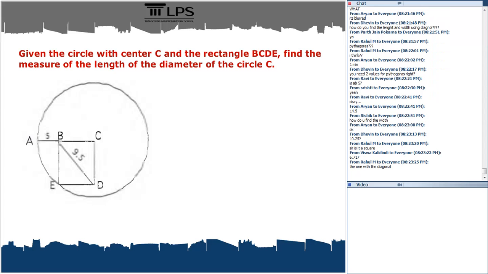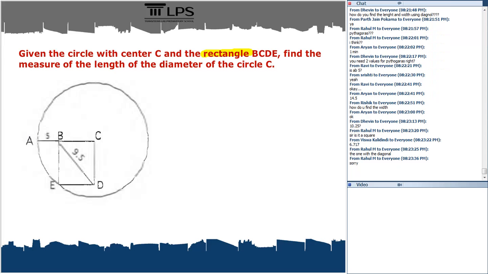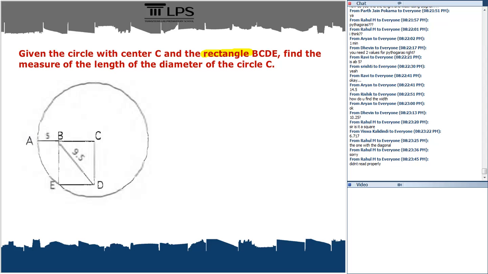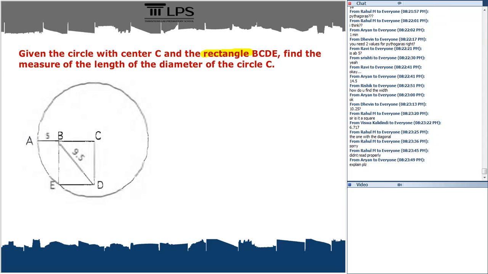Rahul, you shouldn't have asked me that question. It's very clearly given here, it's a rectangle. It is not a square, it's a rectangle. The information is in the question. Vishwa is also wrong. This is a very simple question. Okay.